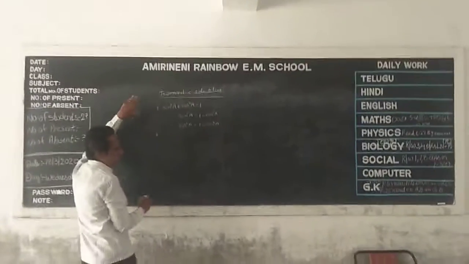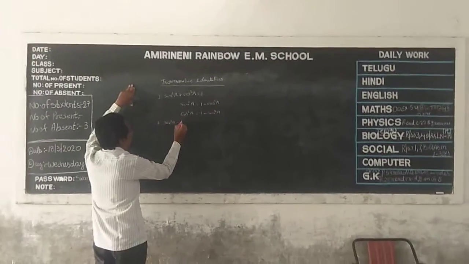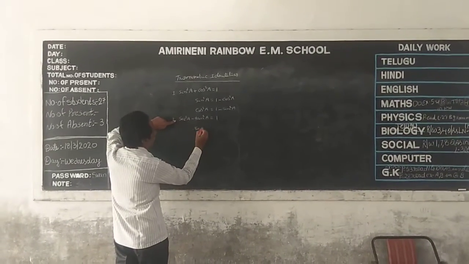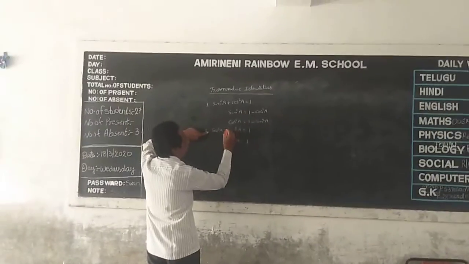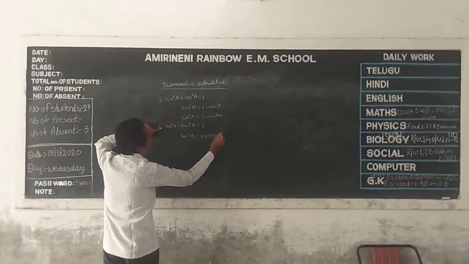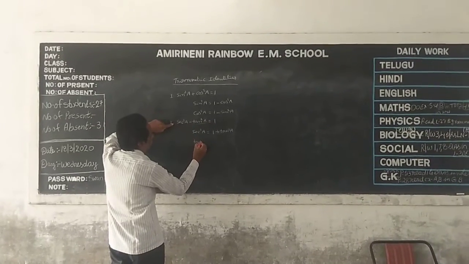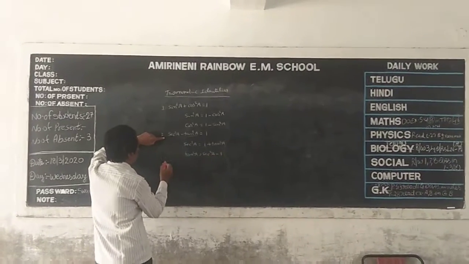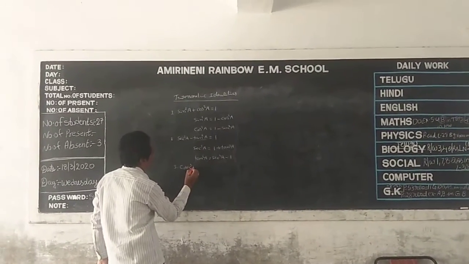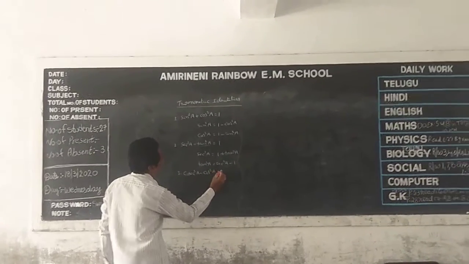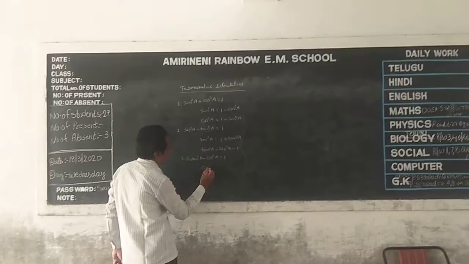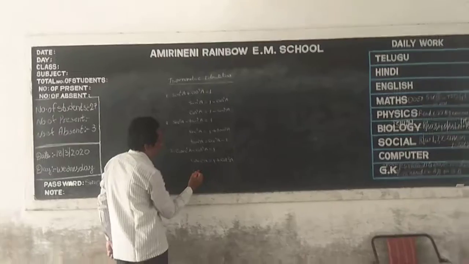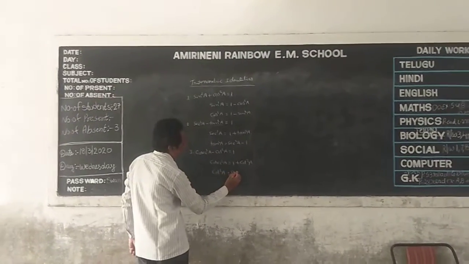Second one, sec square A minus tan square A is equal to 1. Second identity: sec square A is equal to 1 plus tan square A. Tan square A is equal to sec square A minus 1. Third one, cosec square A minus cot square A is equal to 1. Cosec square A is equal to 1 plus cot square A. Cot square A is equal to cosec square A minus 1.